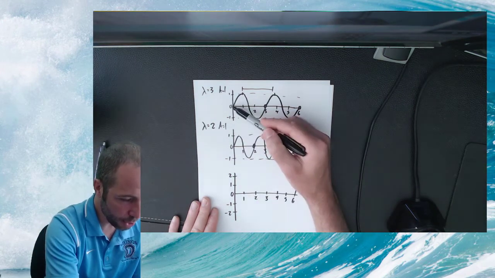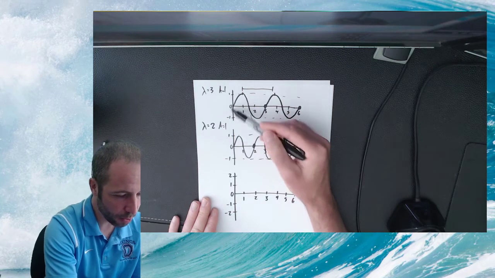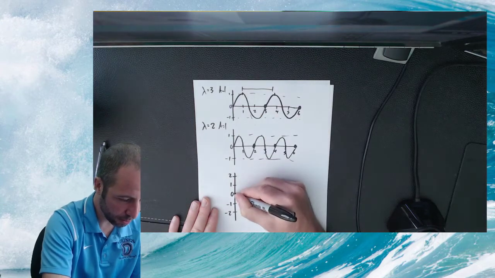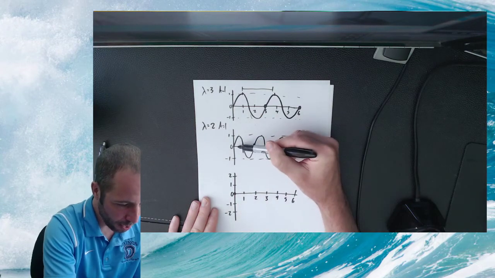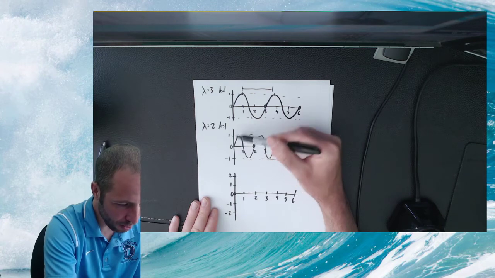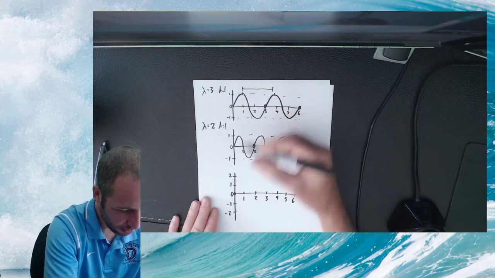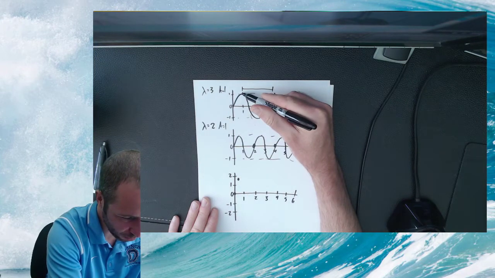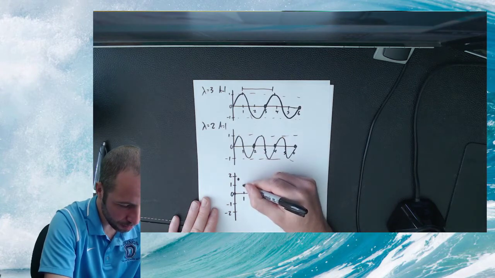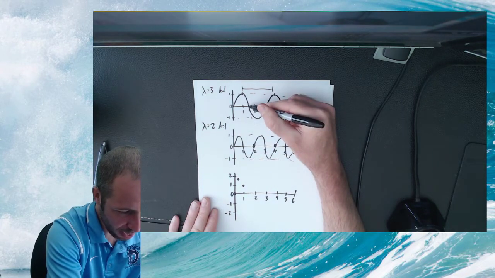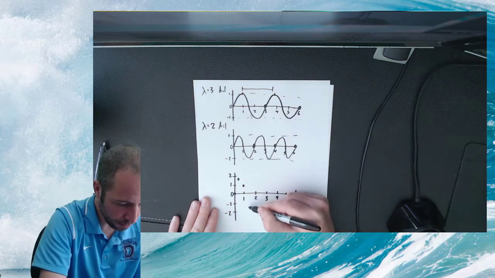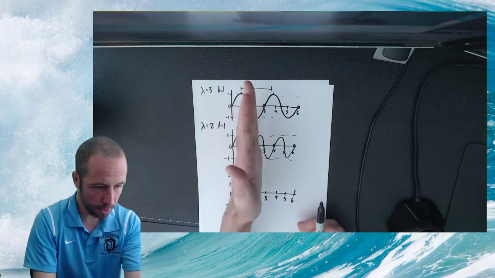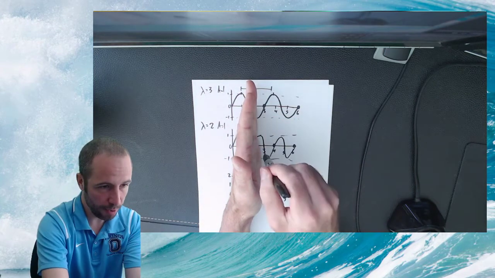Now, at each x coordinate, I'm going to add up the y coordinates. So when x is 0, I've got 0 plus 0 equals 0. At about x is a half, I've got a little less than 1 and a little less than 1. Going to be a little less than 2. At x is 1, I've got about 1 and 0. At x is 1 1/2, I've got 0 and minus 1. And you guys can see that at each x coordinate, I'm just adding up the two y values to get the total.